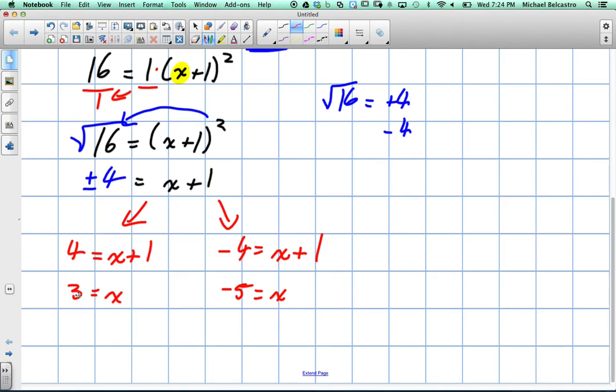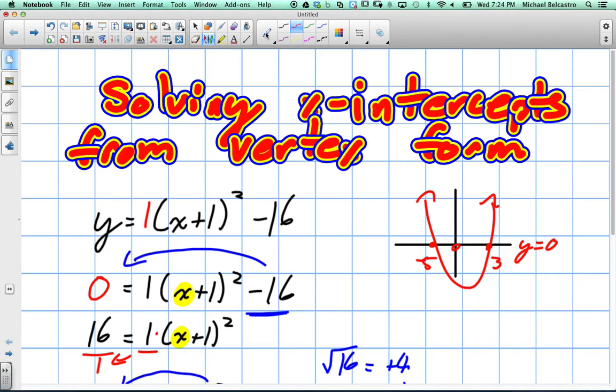If I had just done positive 4, we would have only had a value of 3, and then you would have had to be like, well, I guess it must do something like this, right? But looking at this in vertex form, positive 1, so it's over 1, negative 1, so it's over here, and down 16. The vertex is down here, so if it's a quadratic, it has to be going up, right? So it had to have 2 x-intercepts. So that would have given us a problem if we didn't do a plus and a minus.